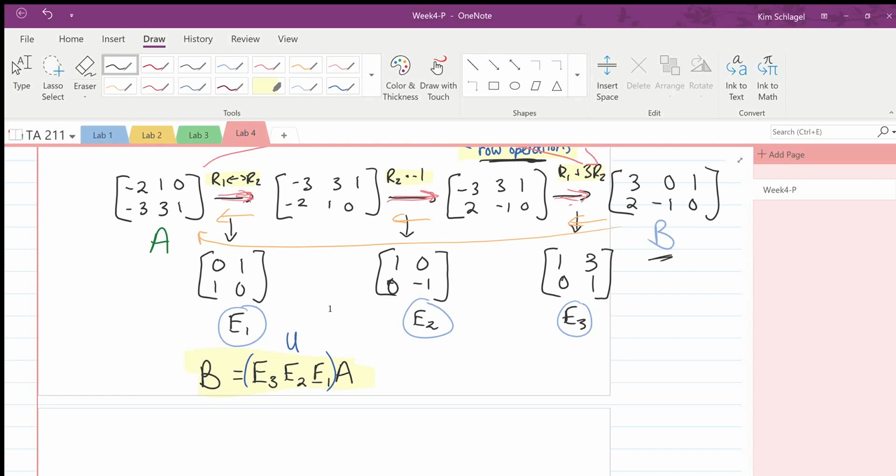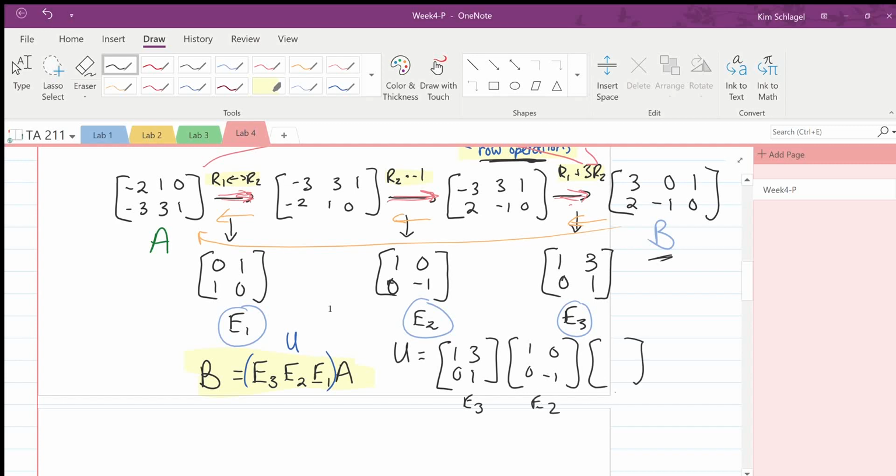Okay, so what we end up with here, if you multiply all 3 of these together, so U is going to be E3 times E2, so E2 here, times E1, and our U in this case is going to equal -3, 1, -1, 0. So this guy here is our U. Okay, so that's the solution to our question.